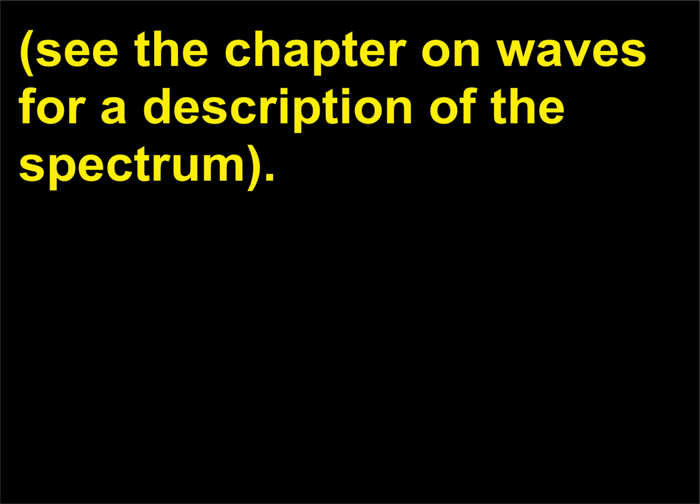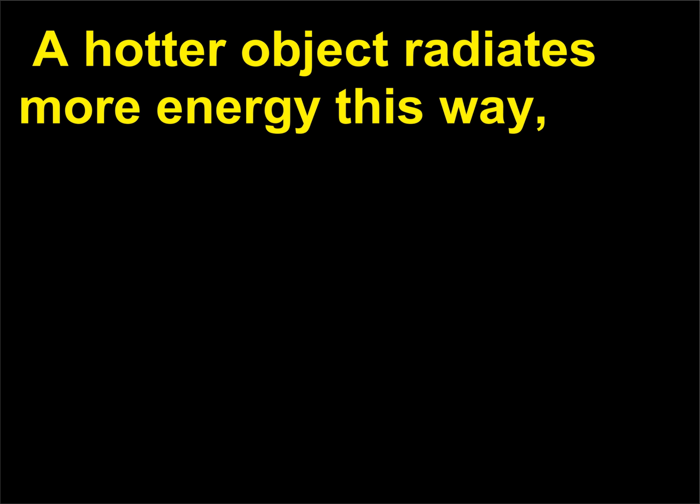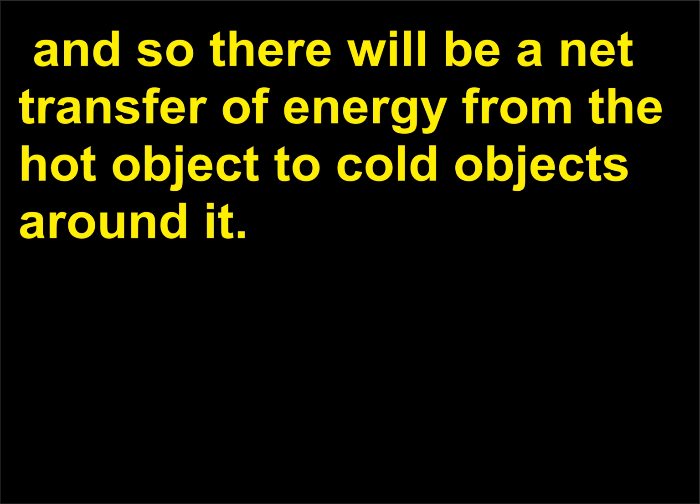But all objects at temperatures above absolute zero radiate electromagnetic waves in the infrared part of the spectrum. See the chapter on waves for a description of the spectrum. A hotter object radiates more energy this way. And so there will be a net transfer of energy from the hot object to cold objects around it.